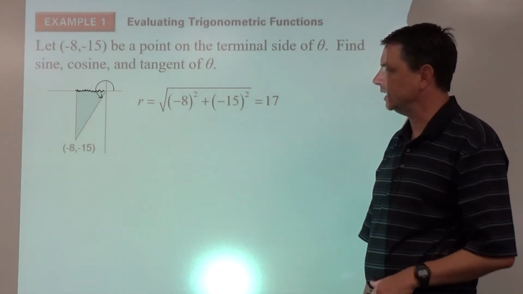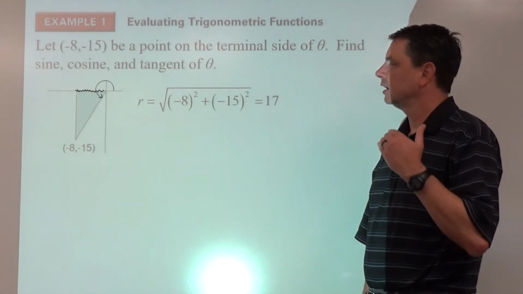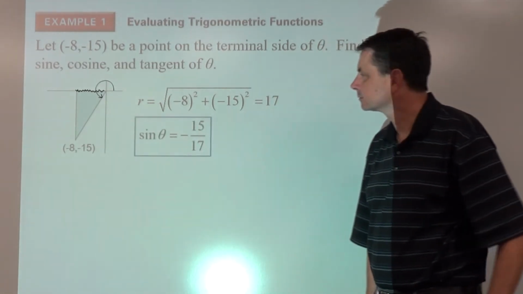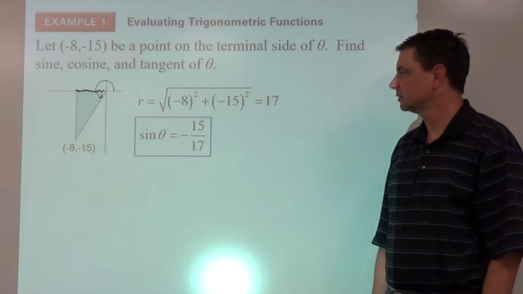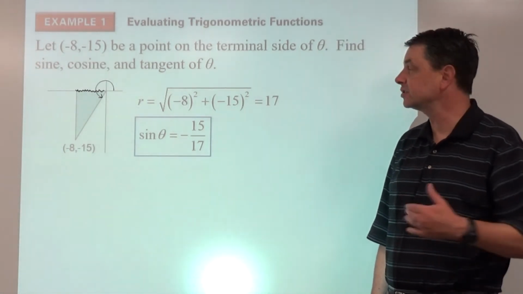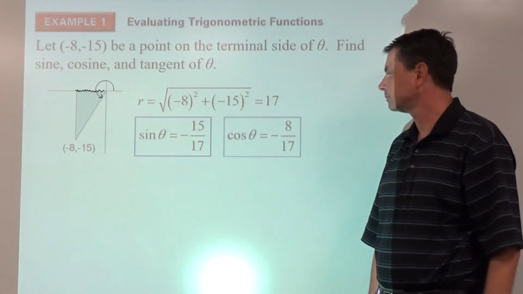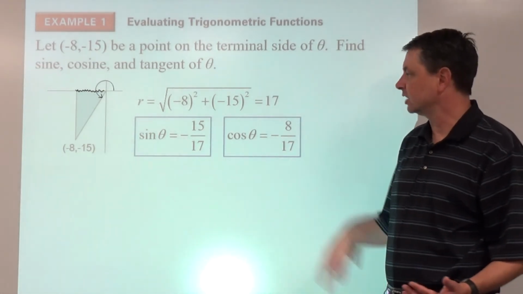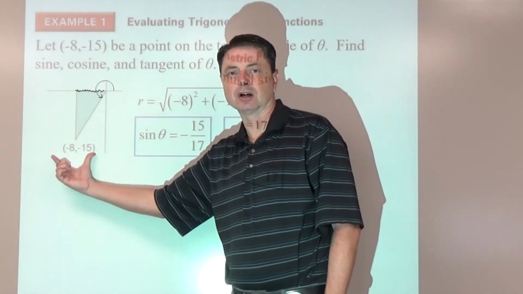Now as far as sine of theta, in any angle, always going to be the y-coordinate divided by r. So negative 15 divided by 17. And then cosine of theta is the x-coordinate divided by r. And tangent of theta, we could think in terms of sine of theta divided by cosine. But it's probably easiest just to go back here.